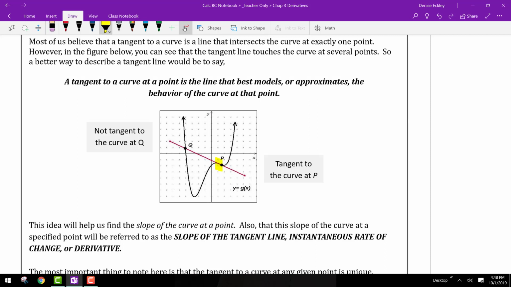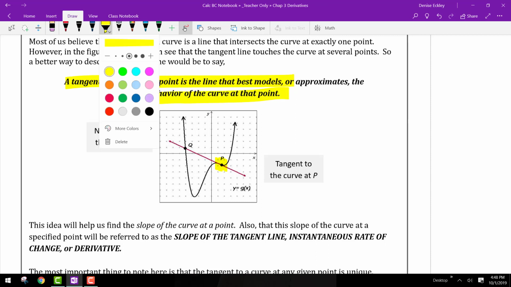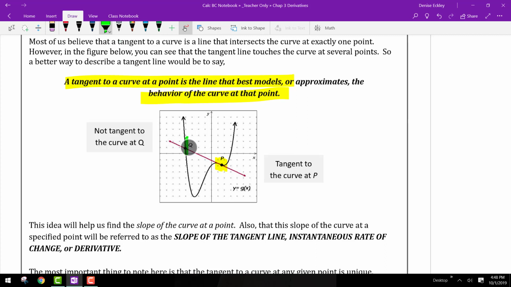So the idea is now the tangent line to a curve at a point is a line that best models the behavior of the curve at that point. So even though it touches over at Q, what we see here is the direction of that red line and the curve do not have anything in common. But at P, that little section right there, it models the behavior of the curve. So that's why we would say the line y equals g of x is tangent to the curve at P.